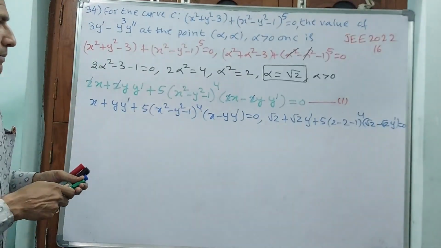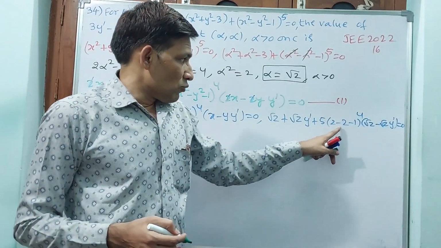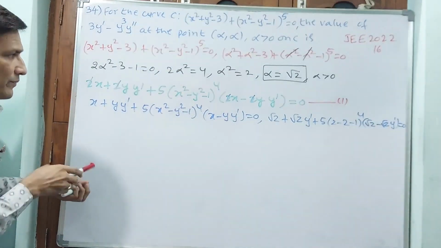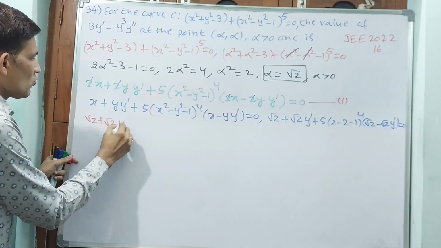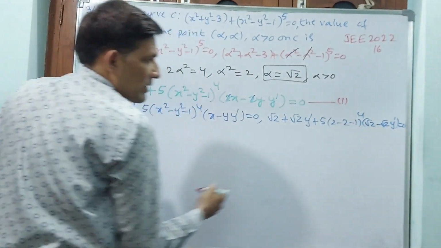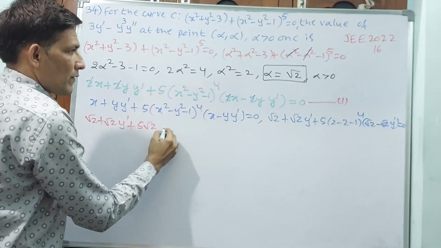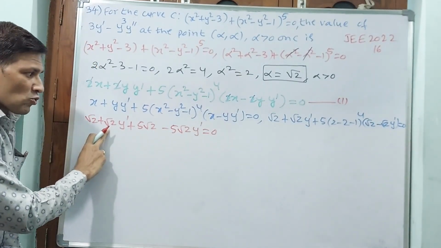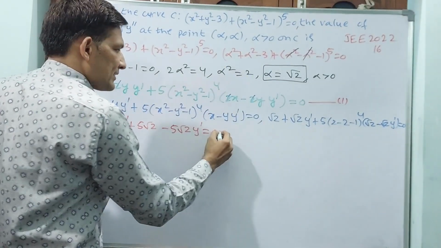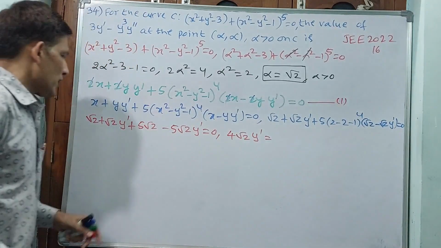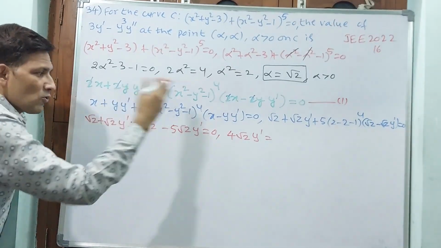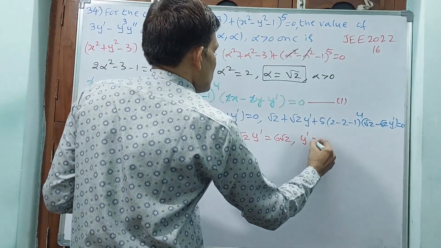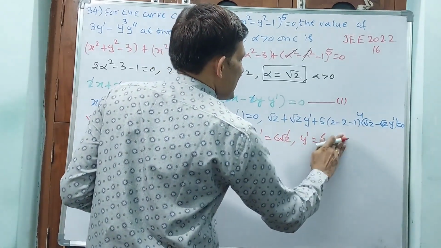Now come back. See, 2 − 2 is 0, but (−1)⁴ is plus 1, five times. So root 2 + root 2 y′ + 5 root 2 − 5 root 2 y′ = 0. Here, 1 root 2 y′ minus 5 root 2 y′ is minus 4 root 2 y′. Send that side, so 4 root 2 y′ equals 1 root 2 plus 5 root 2, which is 6 root 2. Then y′ = 6/4, or y′ = 3/2.